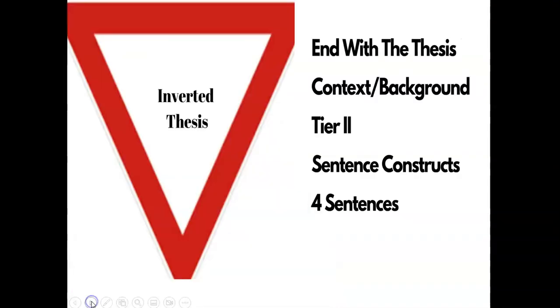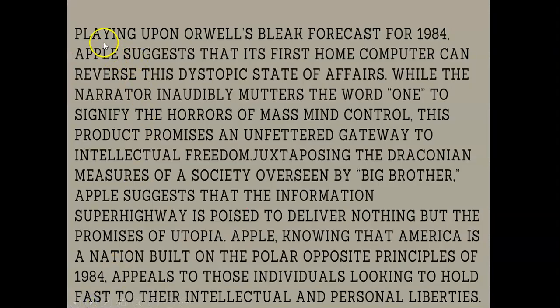So look where my student went with this. This is student number 1. "Playing upon Orwell's bleak forecast for 1984, Apple suggests that its first home computer can reverse this dystopic state of affairs." So you start with the allusion. That's the whole thing. That's the exigence. That's the universal truth right there. That allusion is what drives the commercial.